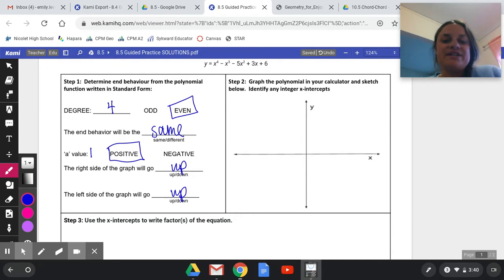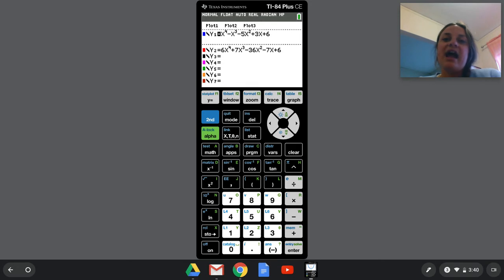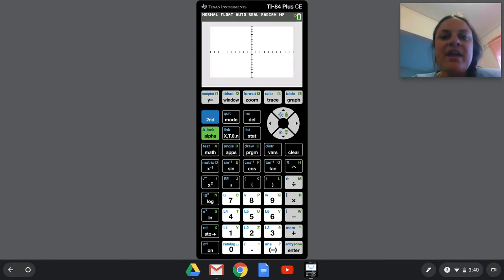All right, so step 2 is to graph the polynomial in your calculator and sketch it below. So there is a calculator app that I have given you guys the link to. I already typed it in here just to make it a little bit easier, so you didn't have to sit and watch me typing everything in. So that top equation is my polynomial, and I am going to take a look at its graph.